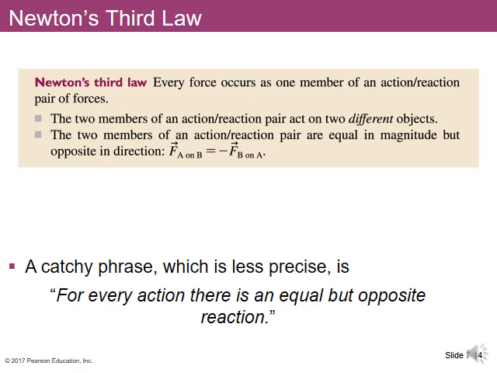So now that we've had some examples of Newton's third law, let's look at a formal definition of it. Newton's third law formally says that every force in the universe occurs as one member of an action-reaction pair. The two forces that are involved in an action-reaction pair always act on two different objects, and they're always equal in magnitude and opposite in direction.